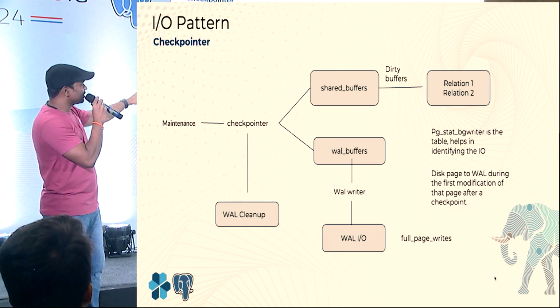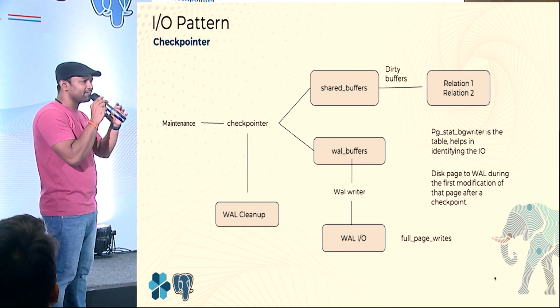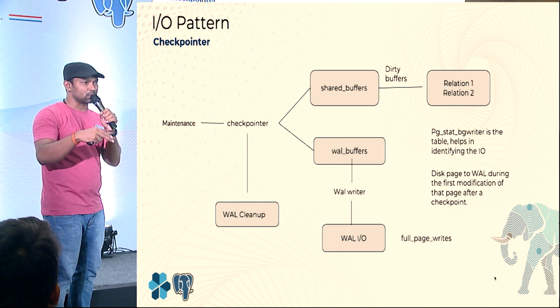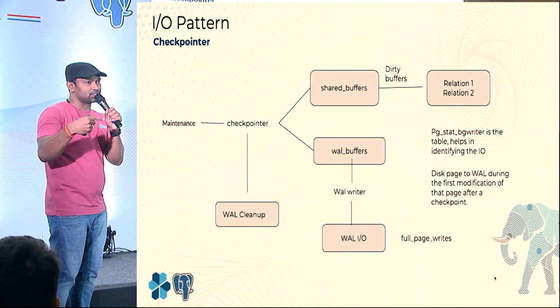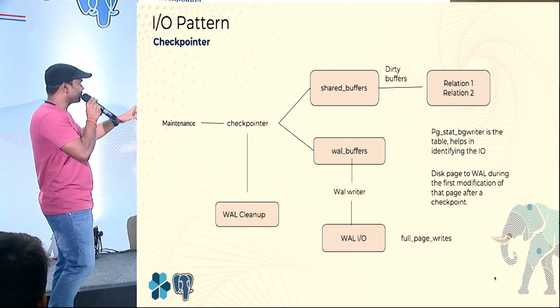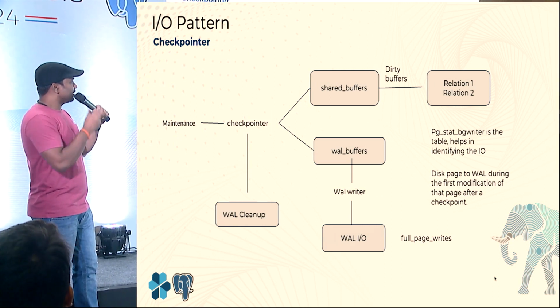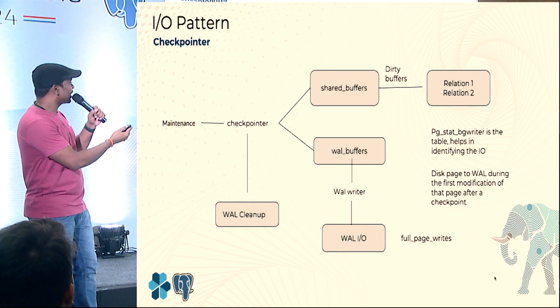So whenever the checkpointer is triggering, it will also do some kind of WAL cleanup. We have these settings, like how many WAL files we have to keep inside Postgres, and that WAL rotation has to happen. So it happens after every checkpoint. Yeah, so this is one pattern we have.